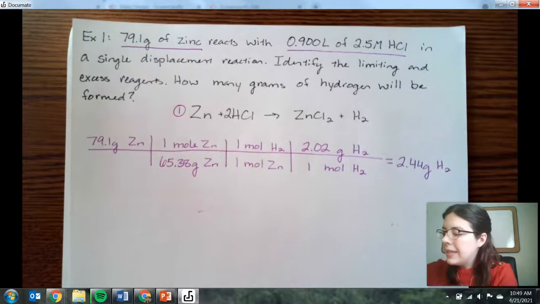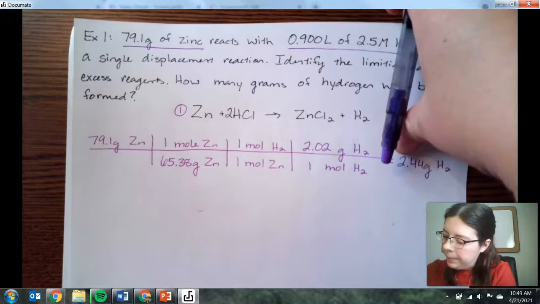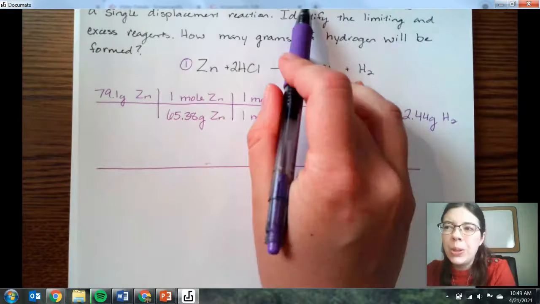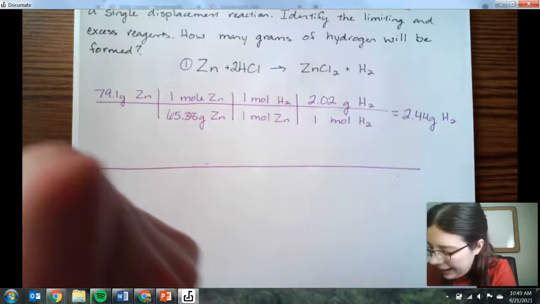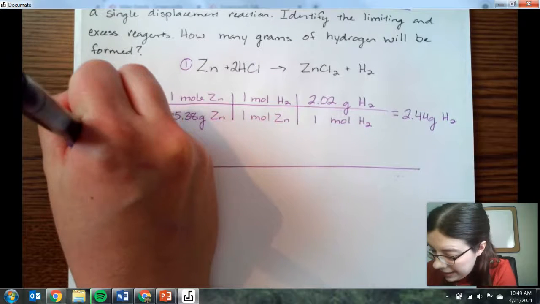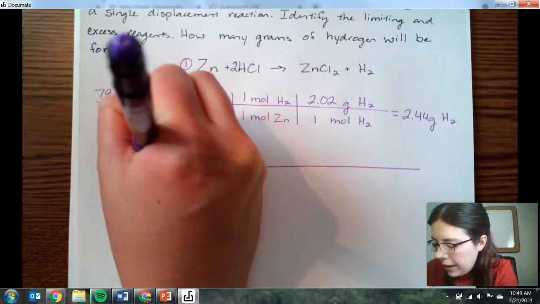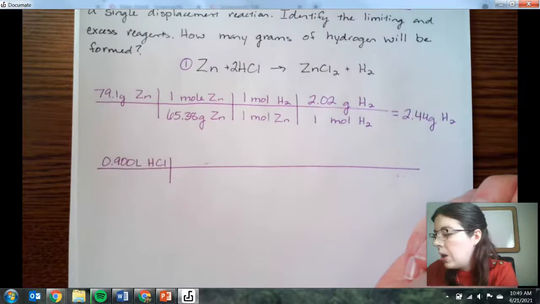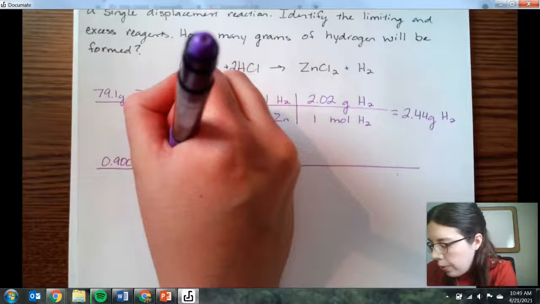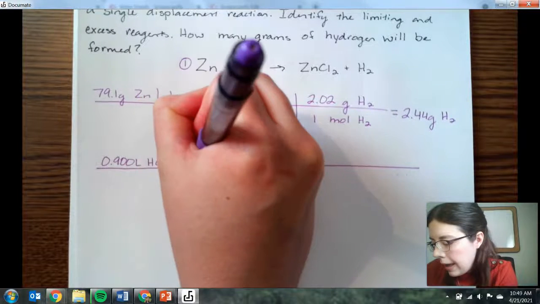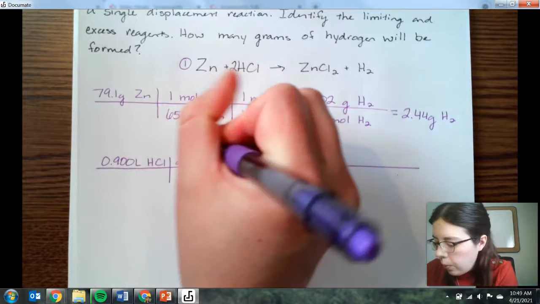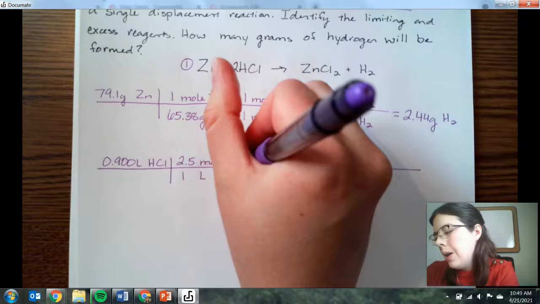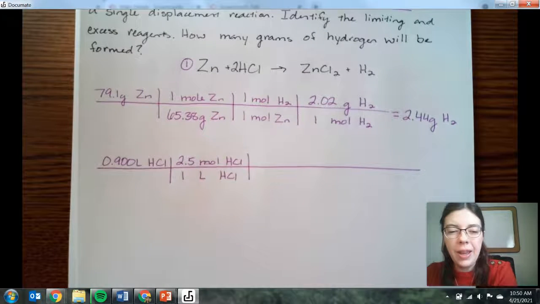I'm going to now do my second one, which is my hydrochloric acid. So again, I'm going to take my given. Remember, it's always going to be the volume, so the 0.900 liters of HCl. The molarity is always going to be my conversion factor to help me get to moles. So that's going to be 2.5 moles of HCl per 1 liter of hydrochloric acid. So that is step 2 of my stoichiometry problem.